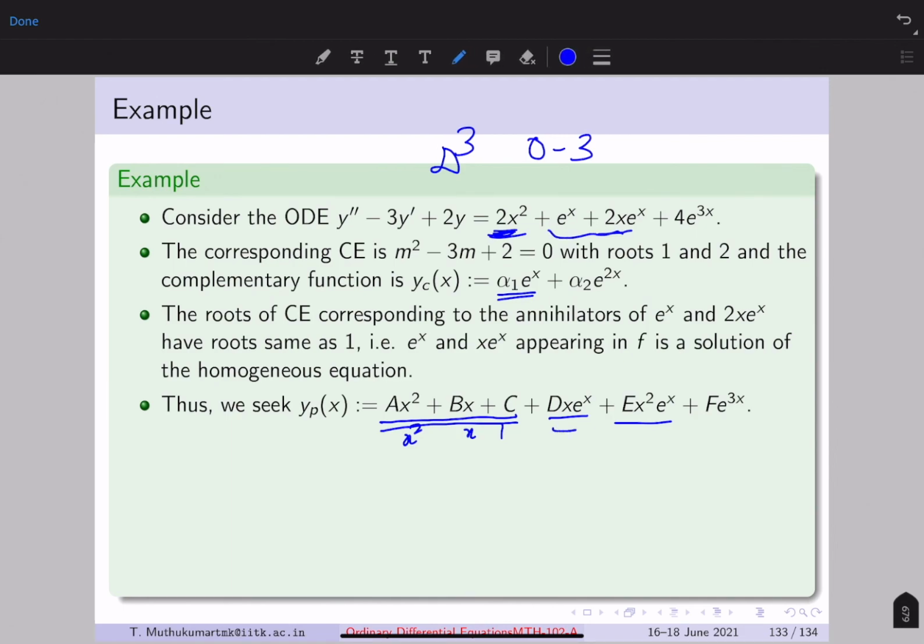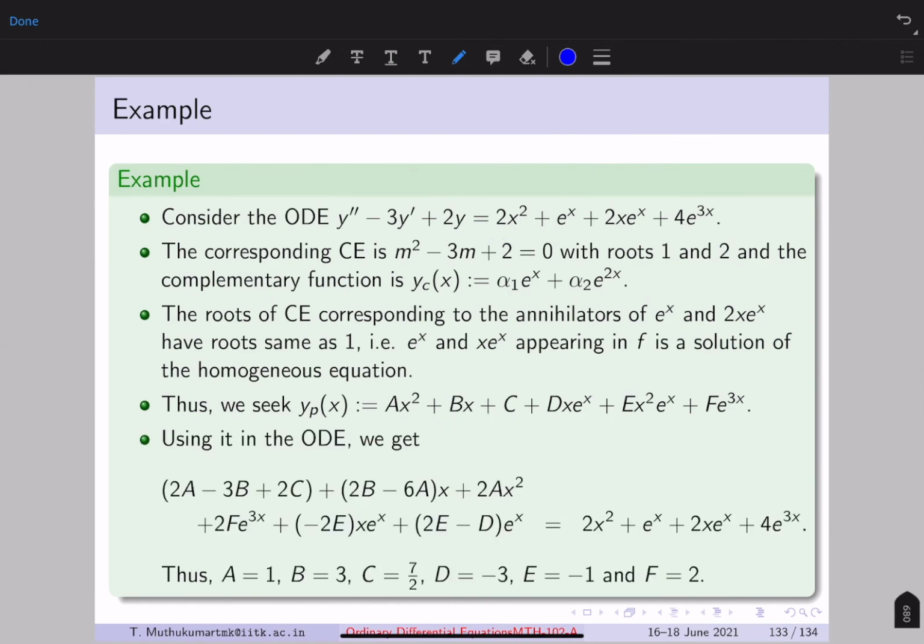So these 2 terms give you these 2 terms here. And for this last term, there is no e power 3x in the complementary function, so this is fine. This is coming from this because the root of that is 3. Okay, so the annihilator here will give you the root 3. 3 is not here, it's a distinct root, so 3 will give you this. So now you have 6 coefficients to compute.